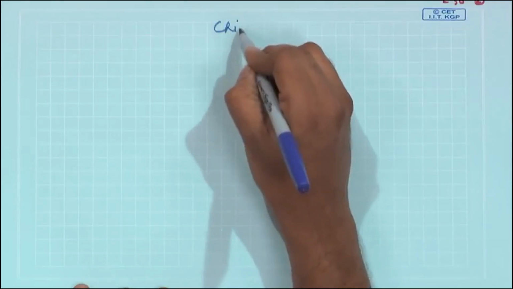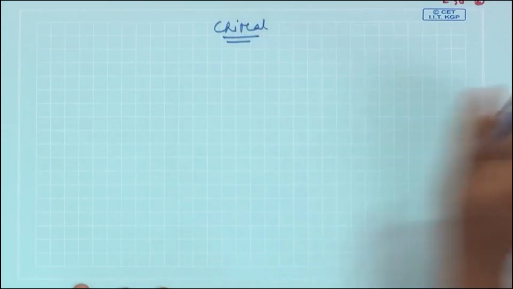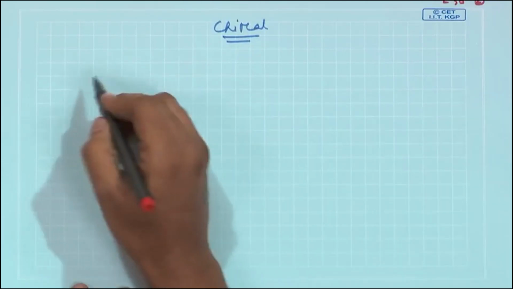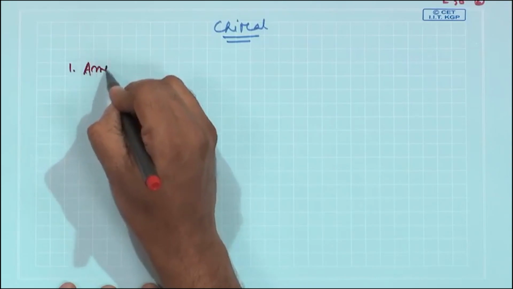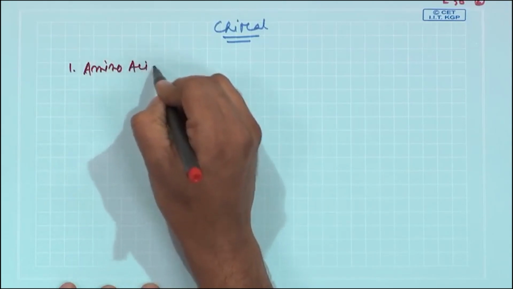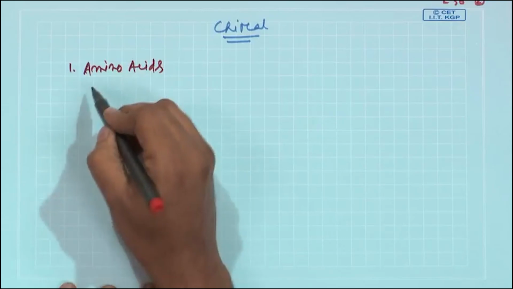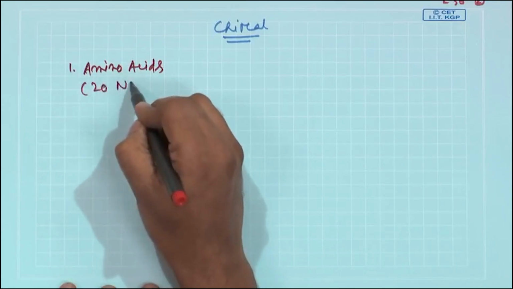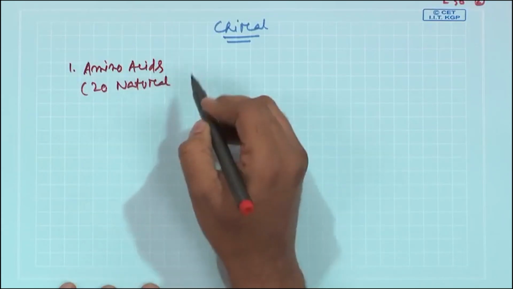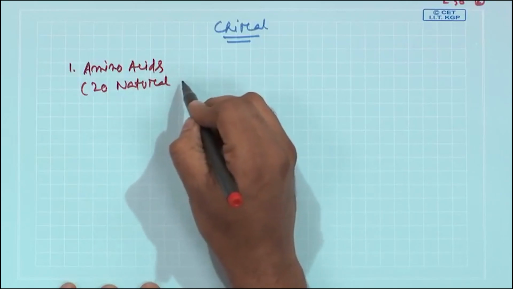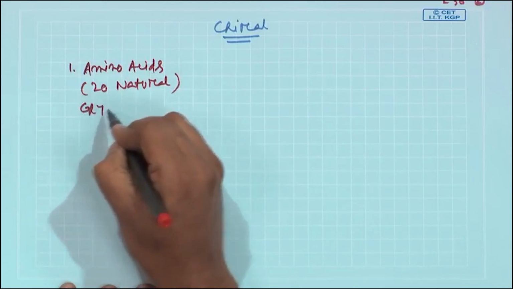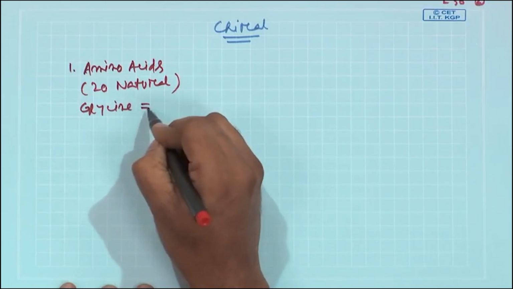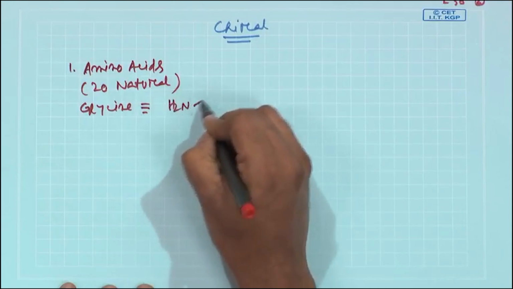As I said, in nature many chiral starting materials or chiral pool materials are available. These can be broadly classified into 5 or 6 different categories. One is amino acids, naturally occurring amino acids. There are 20 natural amino acids. Now, except glycine, all naturally occurring amino acids are chiral. Glycine has this structure.